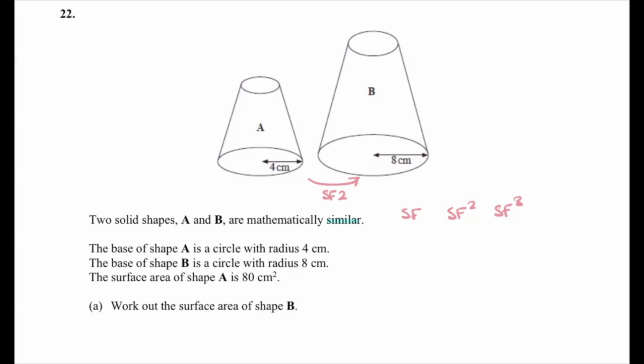So this is nice and straightforward because all we have to do is say it's shape A times scale factor squared equals B. So we've got 80 times 2 squared, because our scale factor is 2, remember? So we'll be doing 2 squared, which is 4. 8 fours are 32. Add your 0. And our answer is 320 centimeters squared.